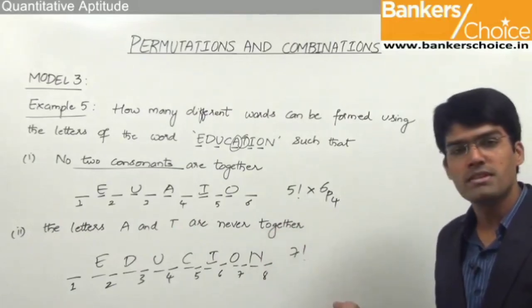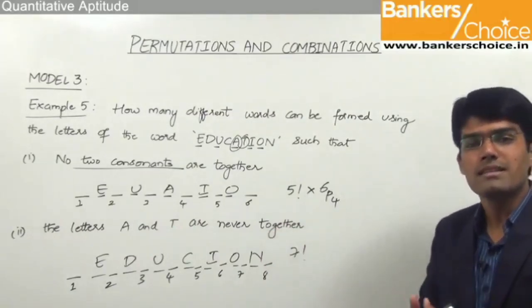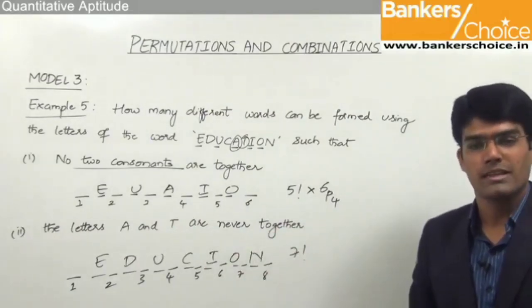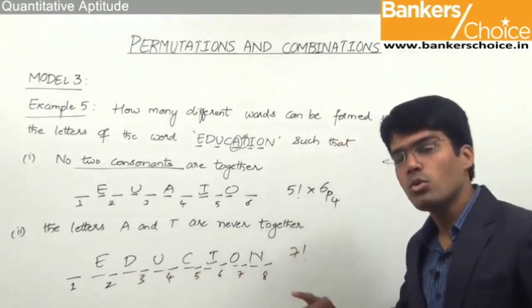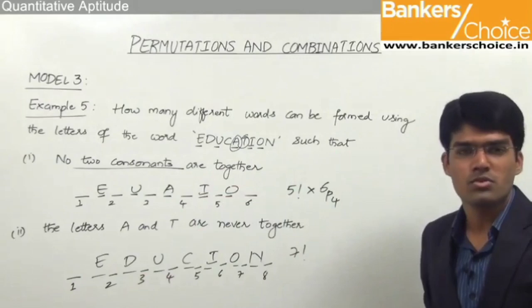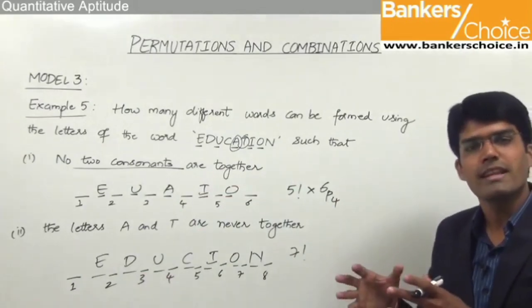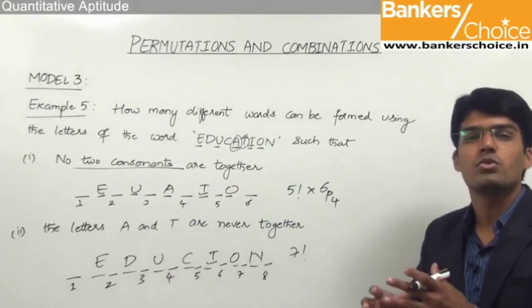You take any 2 positions, we find that in between them at least one of the remaining letters will come. So that means they are never together. So out of these 8 positions, we need to select 2 and arrange the 2 letters in those 2 positions. So that's like total we have got 8 objects. We need to arrange 2 of them at a time.